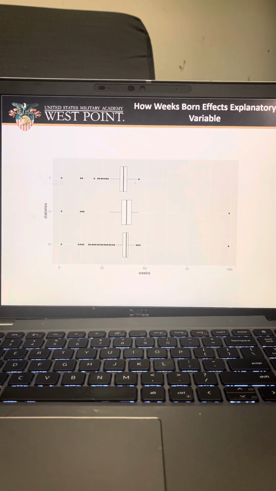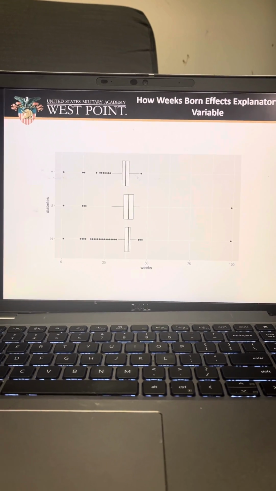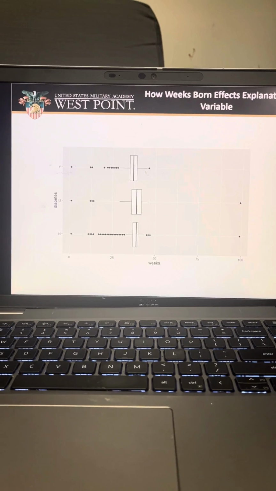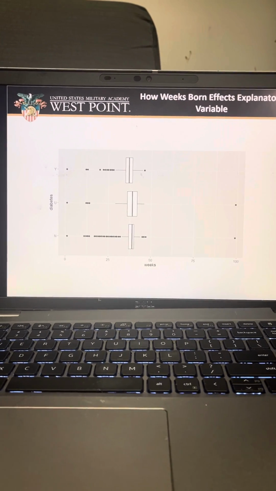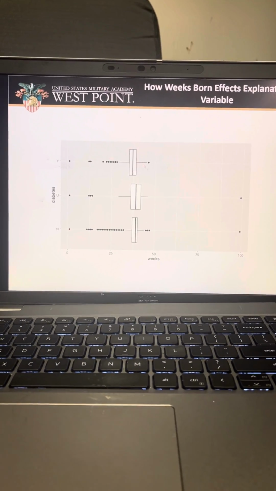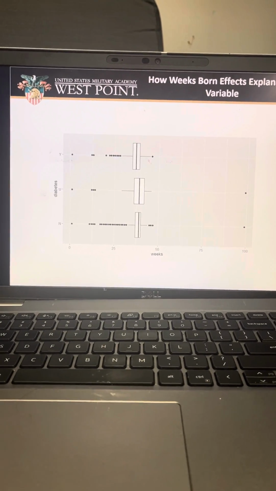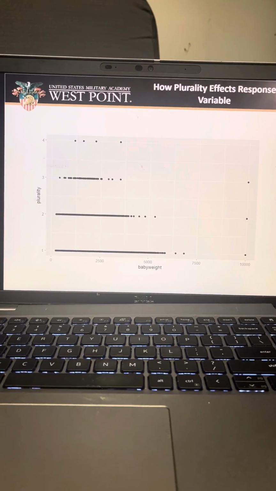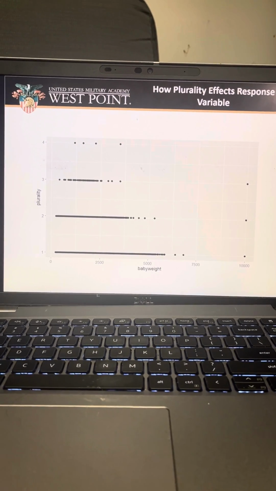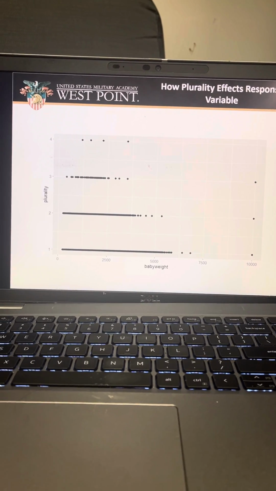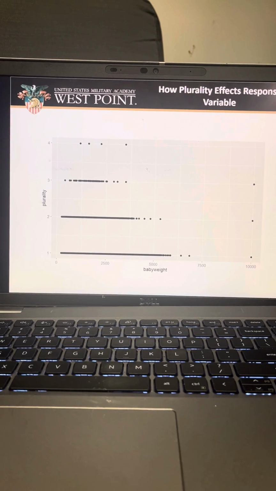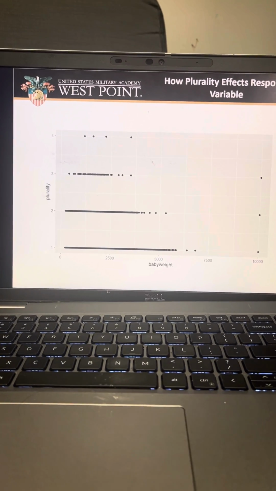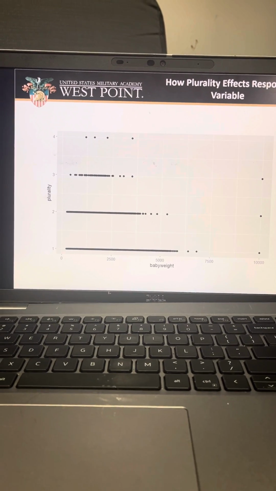Here you're able to see how weeks born affects our explanatory variable. As you can see, again, the weeks born seems to be very little affected by whether or not the mother has non-gestational diabetes. And lastly, here you can see how plurality affects our response variable. There is a strong correlation between the baby's weight at birth and the plurality of the pregnancy.